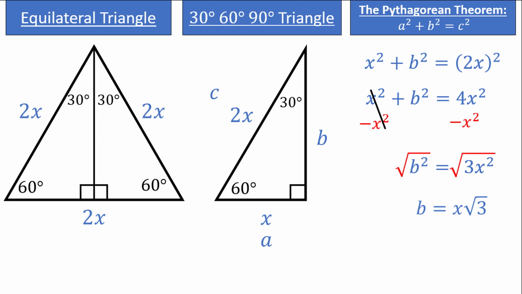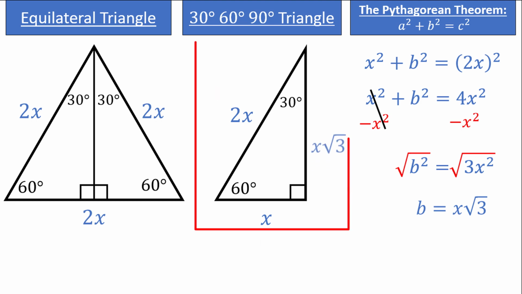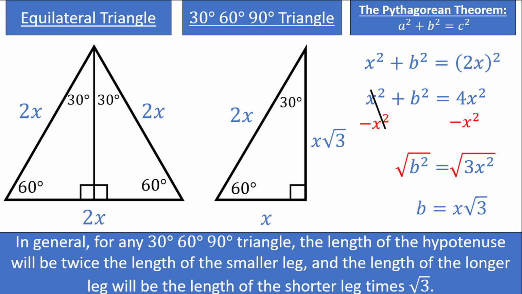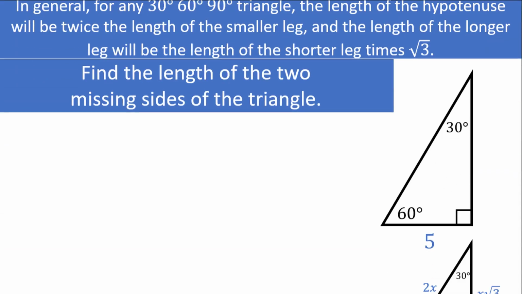Here is the general form of how you will see the sides labeled on a 30, 60, 90 degree triangle. In general, for any 30, 60, 90 degree triangle, the length of the hypotenuse will be twice the length of the smaller leg, and the length of the longer leg will be the length of the shorter leg times the square root of 3. Let's take a look at some examples.